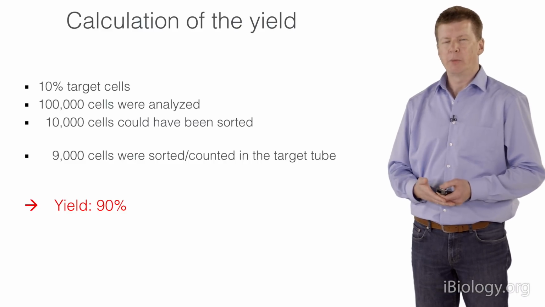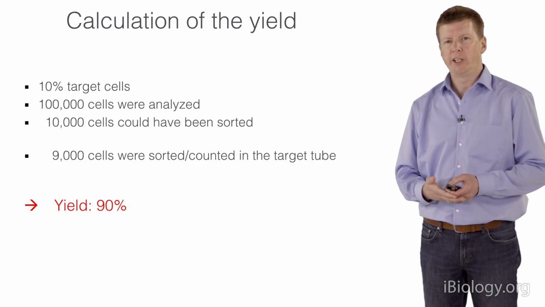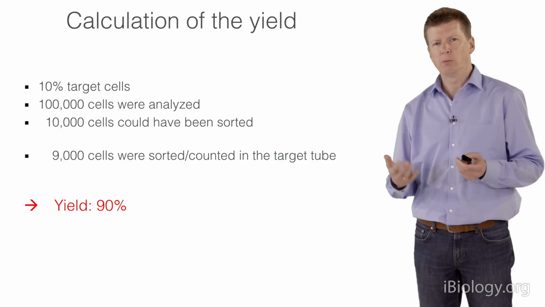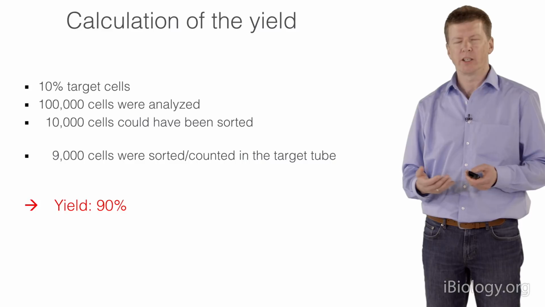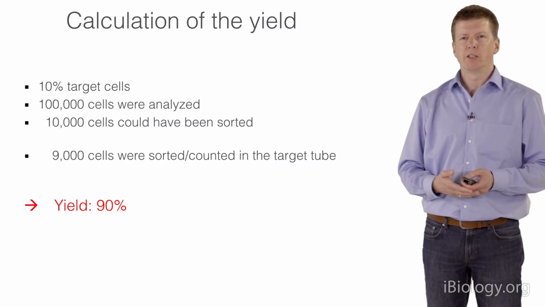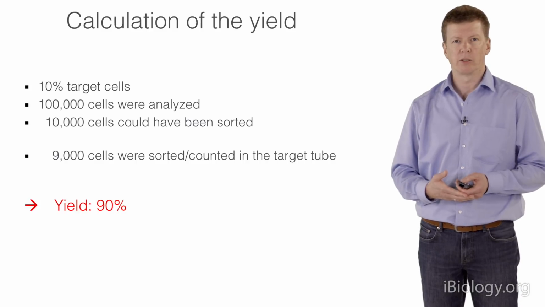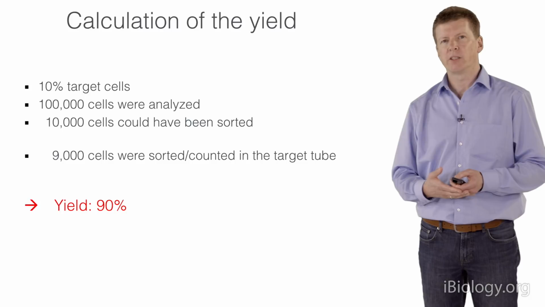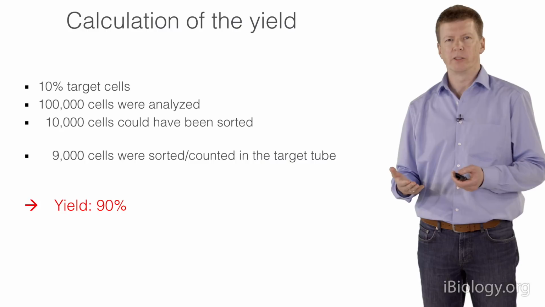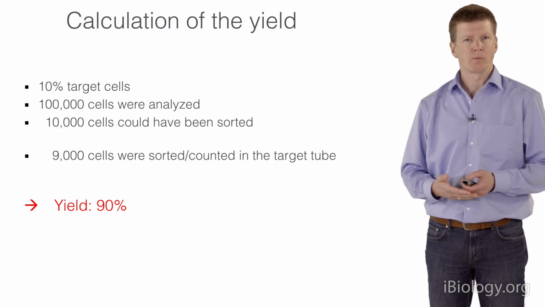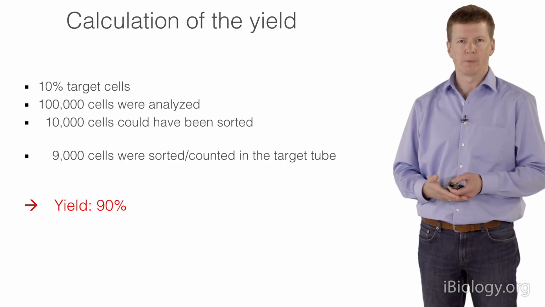Sometimes there is a mixing up or misunderstanding of terms. That's why I explain the meaning of yield to you. Let's assume you have 10% positive cells in your sample and we are analyzing 100,000 cells. That means we have 10,000 cells which could have been sorted out. Now after the sorting process, the machine tells you that you only have 9,000 cells sorted. So the yield is then 90%, which is 90% of what you could potentially or optimally have sorted out.